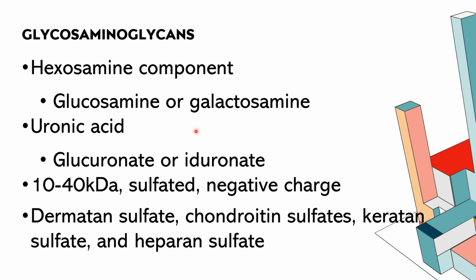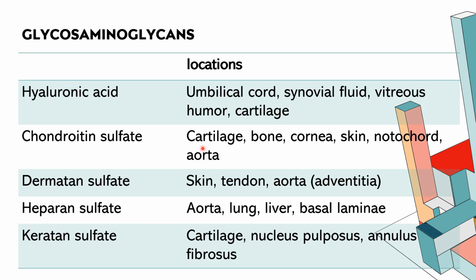Please note that glycosaminoglycans are synthesized in your Golgi complex. Examples of glycosaminoglycans are dermatan sulfate, chondroitin sulfates, keratan sulfate, and your heparan sulfates. These are actually your major glycosaminoglycans. But then, of course, let's take a look at your glycosaminoglycans one by one.